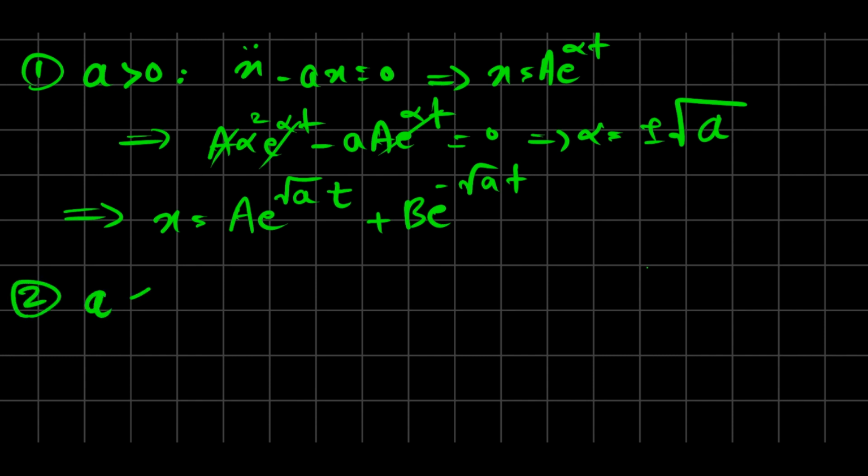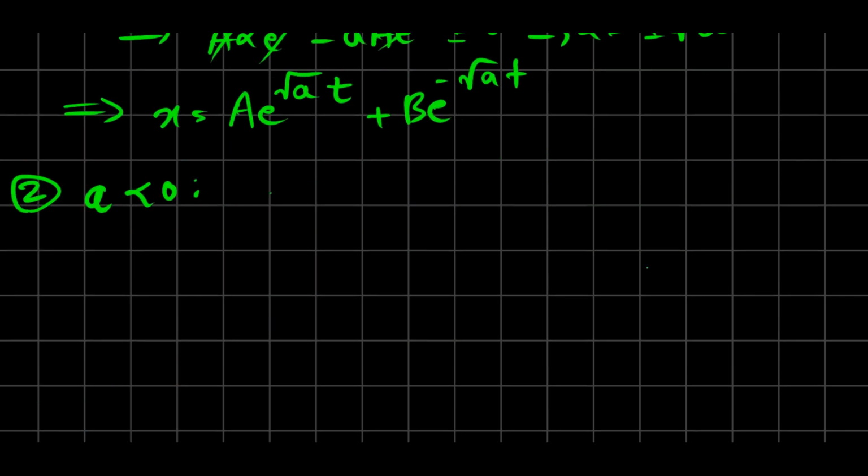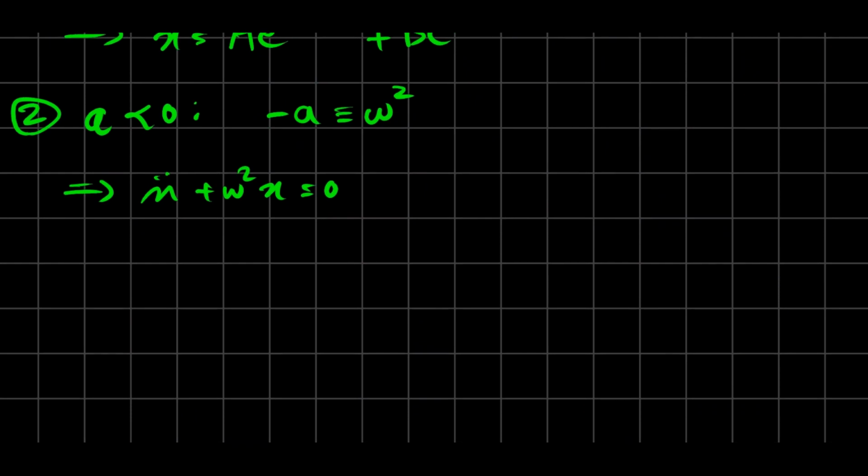And the second case is a less than 0. In this case, I define minus a equals omega squared. So x double dot plus omega squared x is equal to 0. This is actually the equation for a simple harmonic motion. But how can we solve this equation? And with this method, actually, I want to concentrate on this method. So how can we solve it with this method, with guessing the solution?